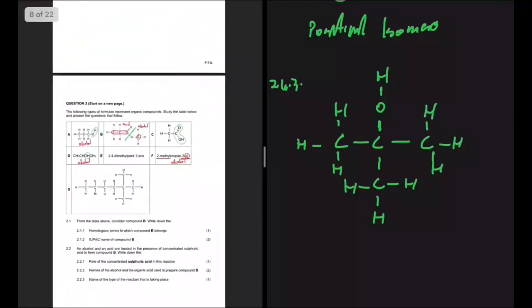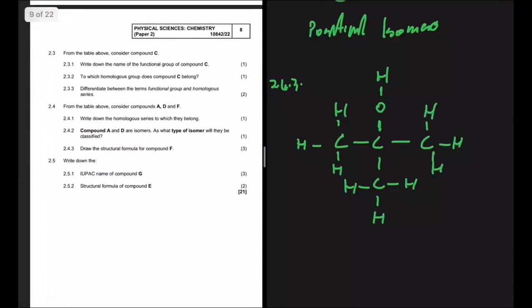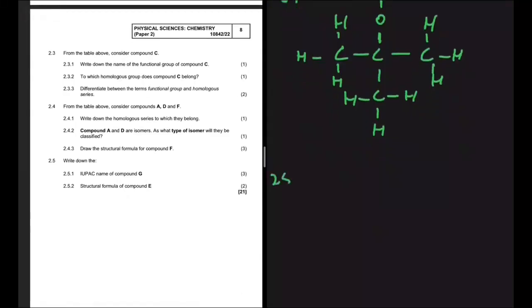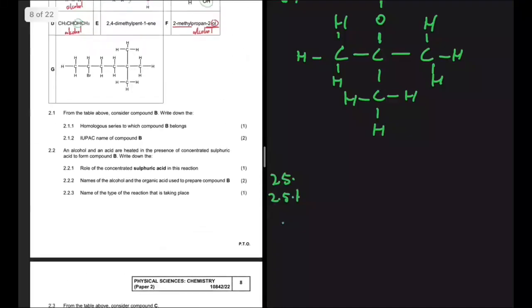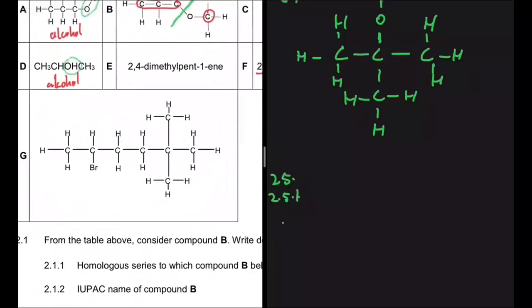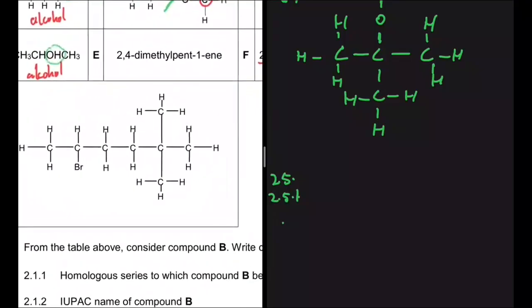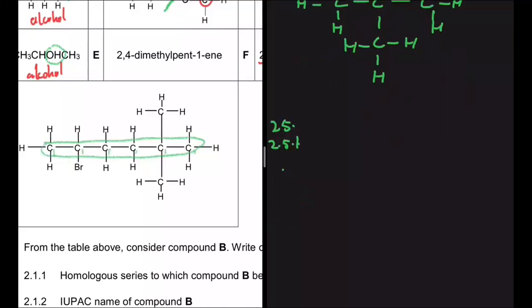Let's go ahead and move to 2.5. So 2.5, we're interested in compound G and compound E. 2.5.1, we're supposed to name compound G. Let's go to compound G. The first thing that we must look for is the longest carbon chain. It is easy to see that this will indeed be our longest carbon chain. Let's count that. 1, 2, 3, 4, 5, 6. That is hex. And as soon as I see Br, I know that it is a haloalkane, right? So it will be hexane.